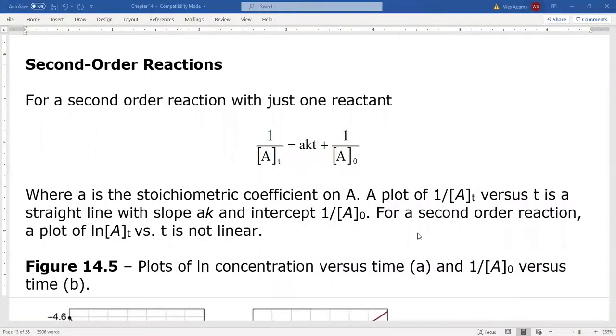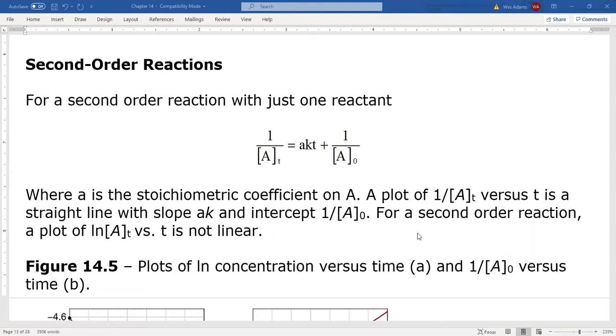All right, let's talk about second order reaction. So if the reaction is second order, you can do math very much like I showed for the first order and convert that first order rate law to the first order integrated rate law. And you can convert the second order rate law to an integrated second order rate law, which I'm showing here.